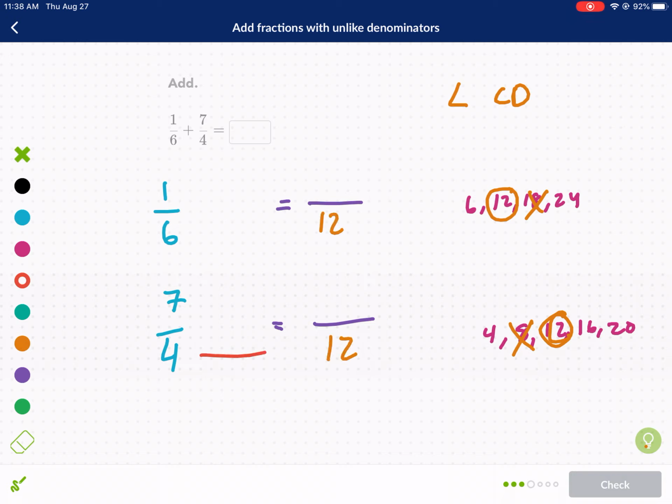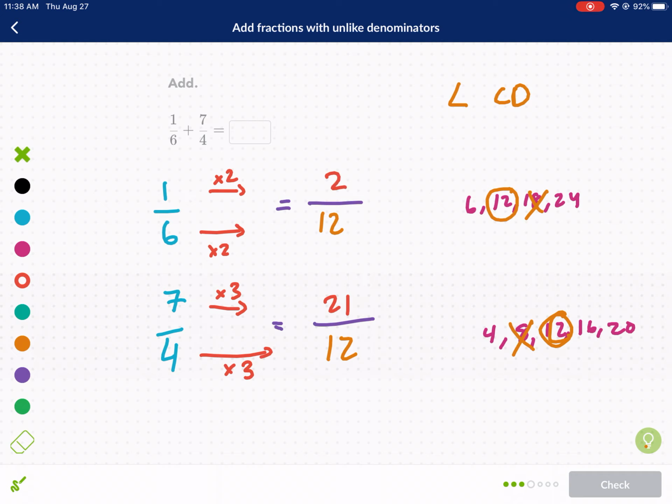Like we did before, what did I have to do to 4 to get to 12? I had to multiply it by 3. What you do to the bottom, you also have to do to the top, so I get 21 there. 21 over 12. What do I do to 6 to get 12? Well, I would just multiply by 2. So multiply the top by 2, and I get 2.